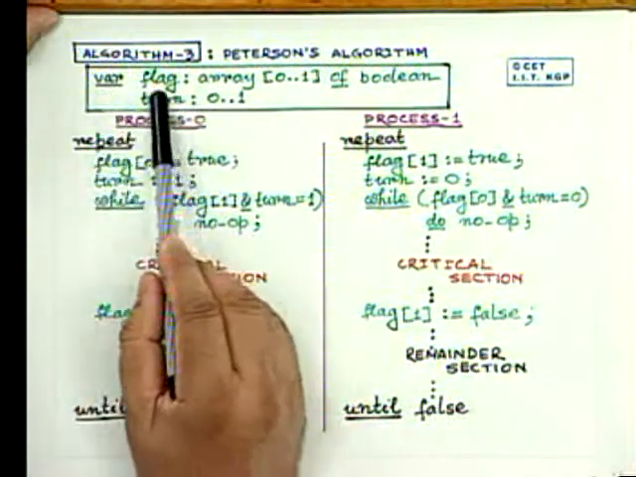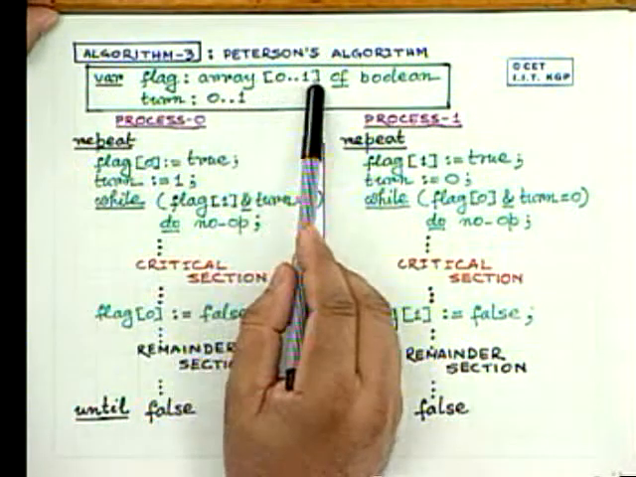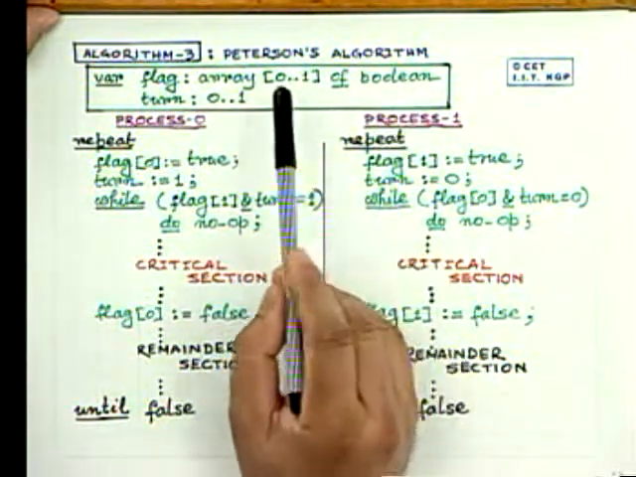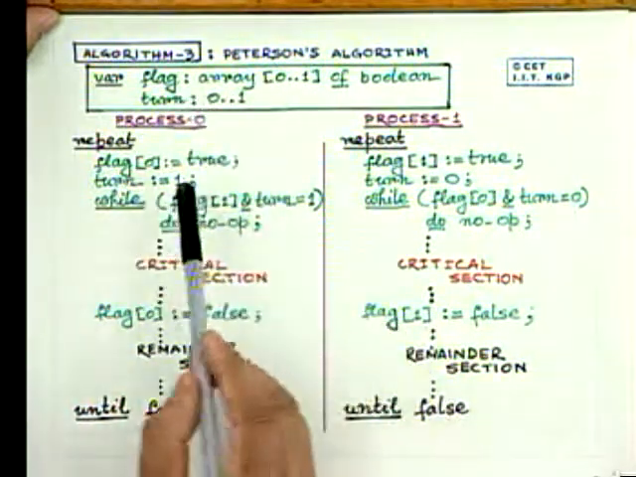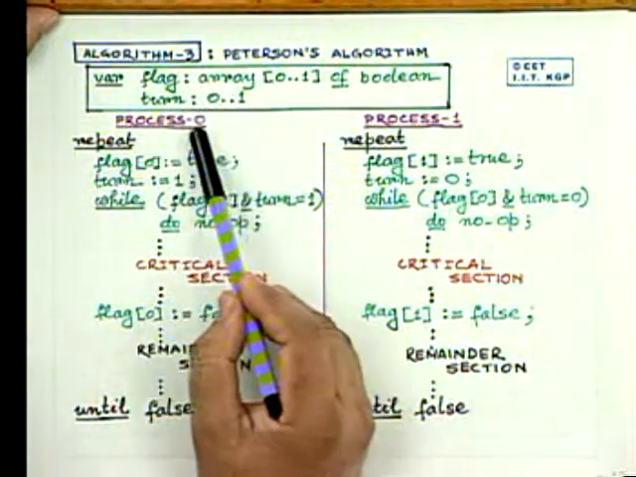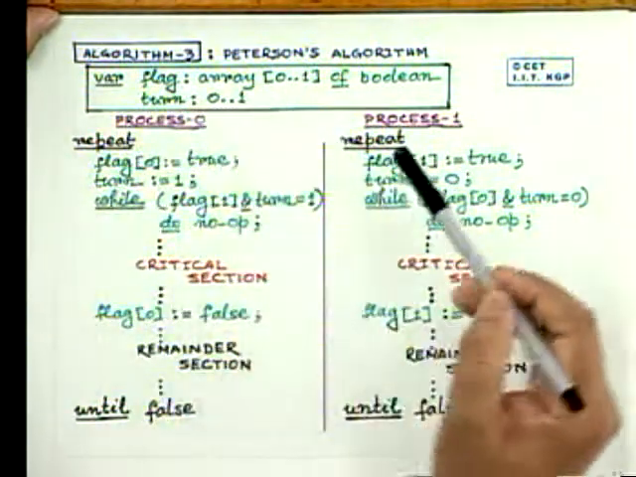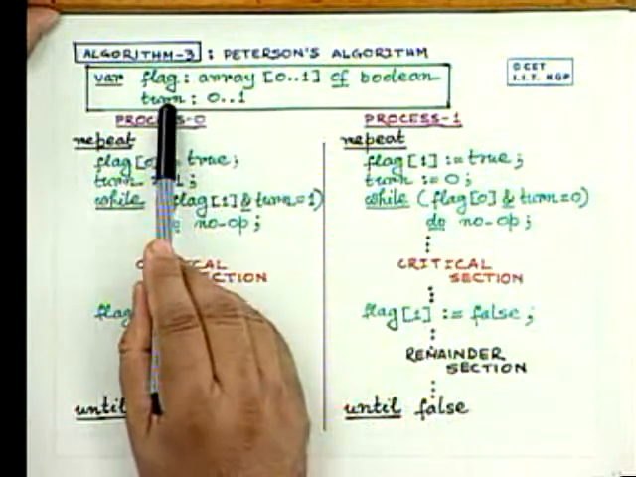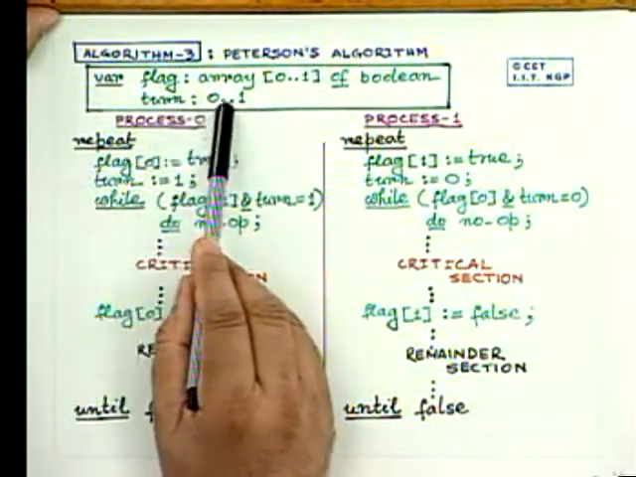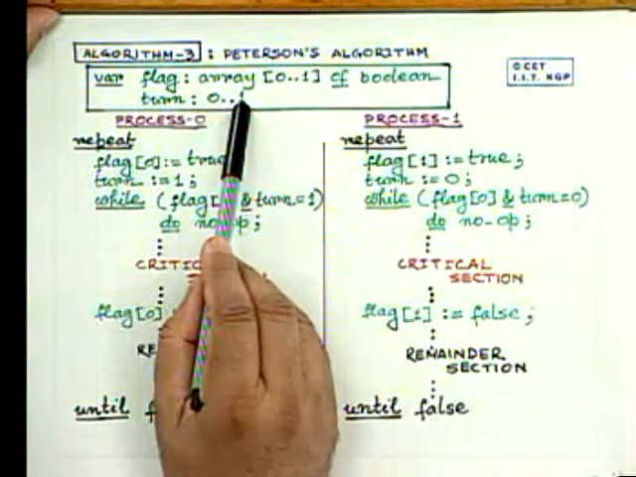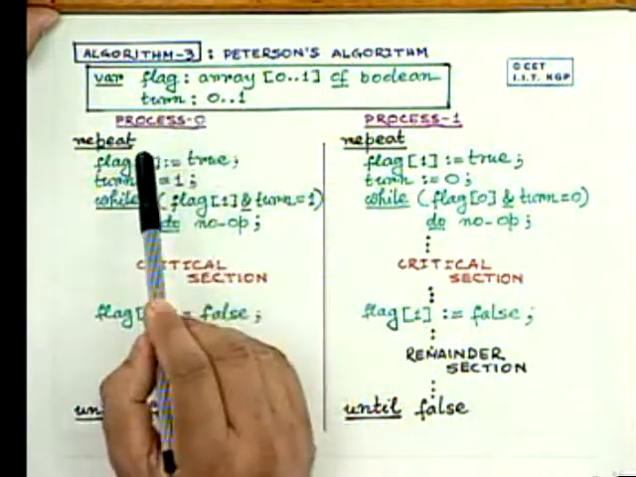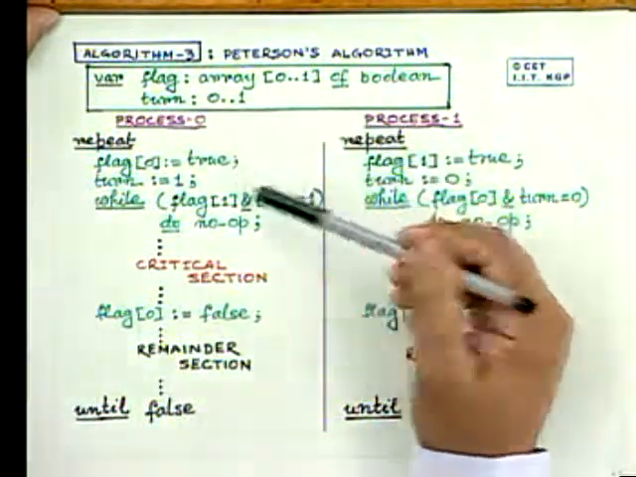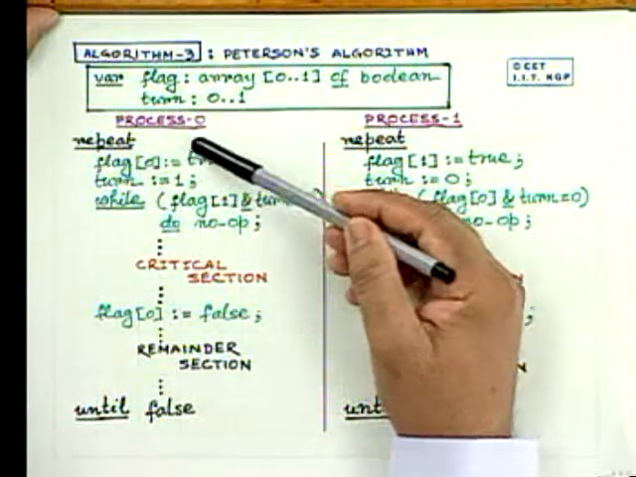Here the variable flag, once more, is a single dimensional array of two elements, array 0, array 1 of Boolean. Flag 0 keeps track of the status of process 0, and flag 1 keeps track of the status of process 1. Similarly, the variable turn can assume either a 0 value or a 1 value. If turn equal to 1, as usual, it is process 1's turn to enter, and if turn equal to 0, it is then process 0's turn to enter.